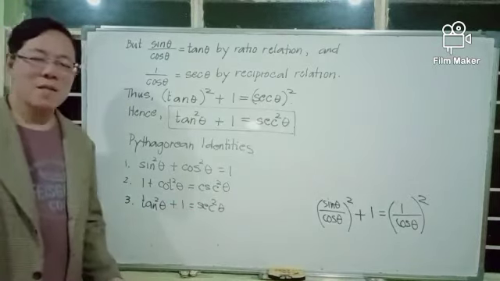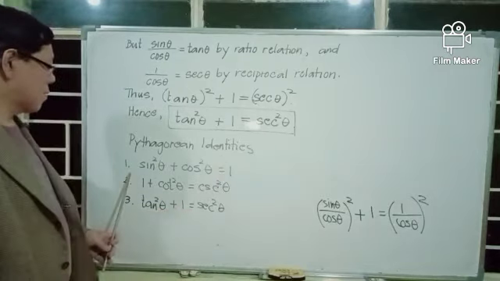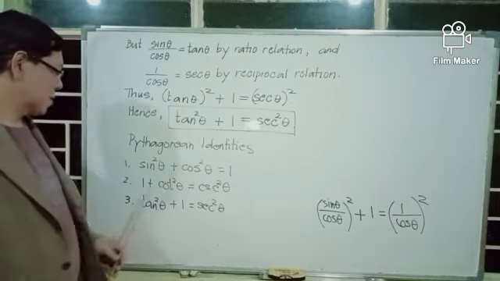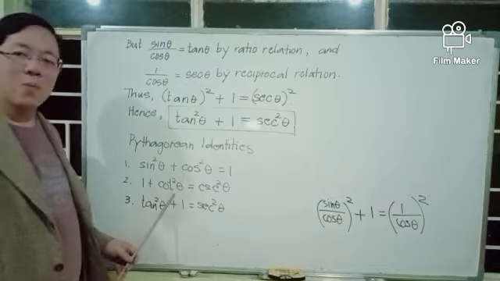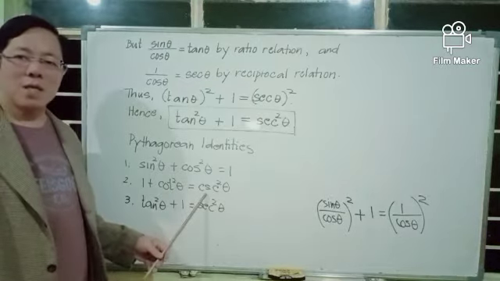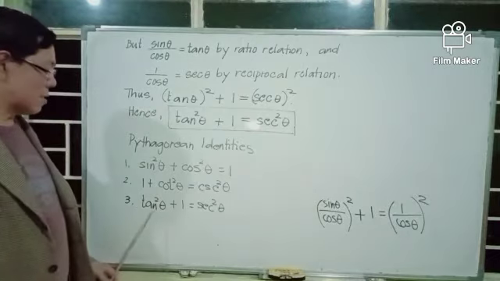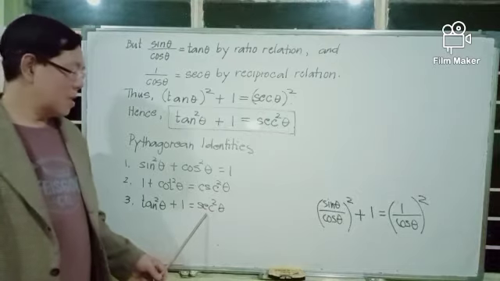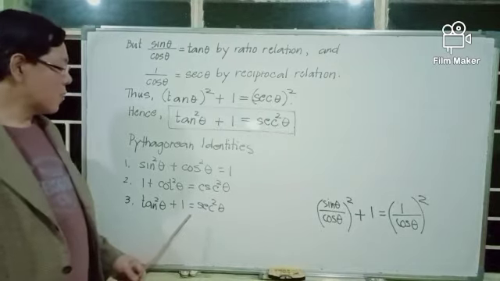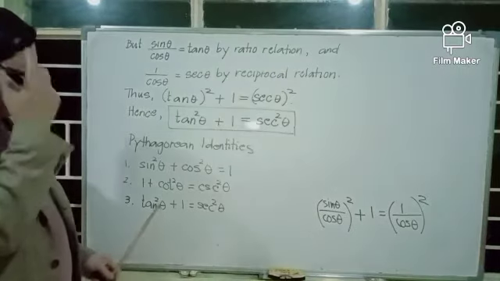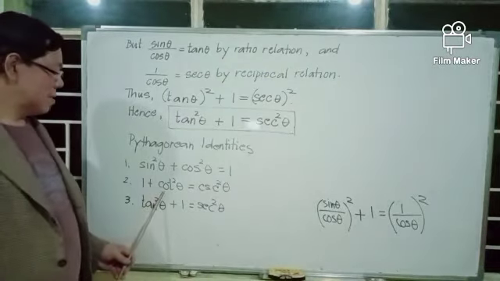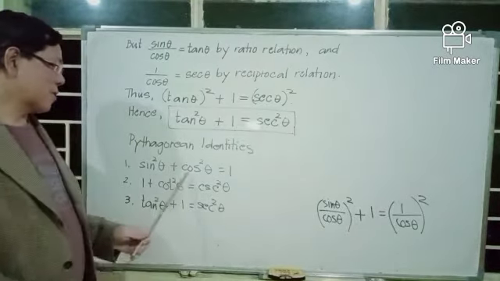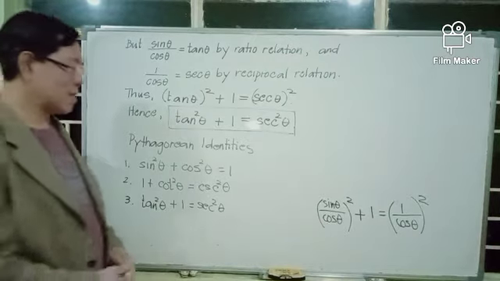We now summarize the three Pythagorean identities. Number 1, the square of sine plus the square of cosine is equal to 1. Number 2, 1 plus the square of cotangent equals the square of cosecant. And the third, the square of tangent plus 1 is equal to the square of secant. Now I will prove the second Pythagorean identity, and for your assignment you prove the first and the third Pythagorean identities.